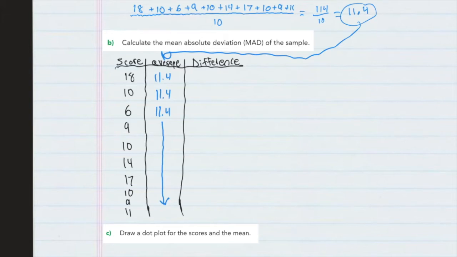So 18 minus 11.4 is 6.6. And then we keep going. 1.4, 5.4, 2.4, 1.4, 2.6, 5.6, 1.4, 2.4, and then 0.4.